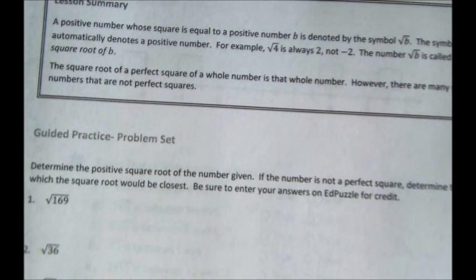Determine the positive square root of the given number. If the number is not a perfect square, determine the integer to which the square root would be closest. Be sure to enter your answers on the screen for credit.